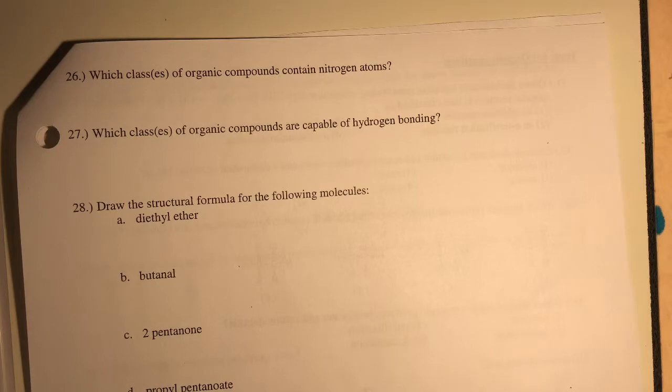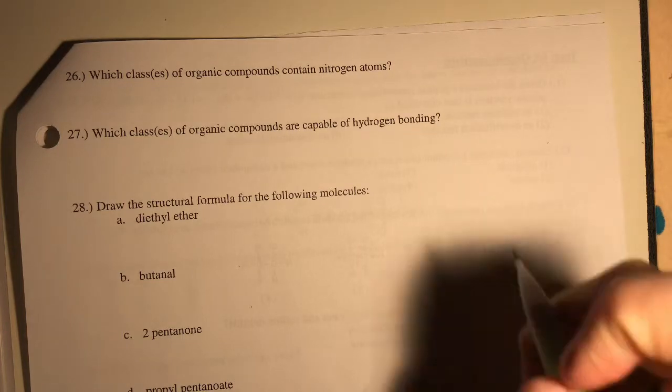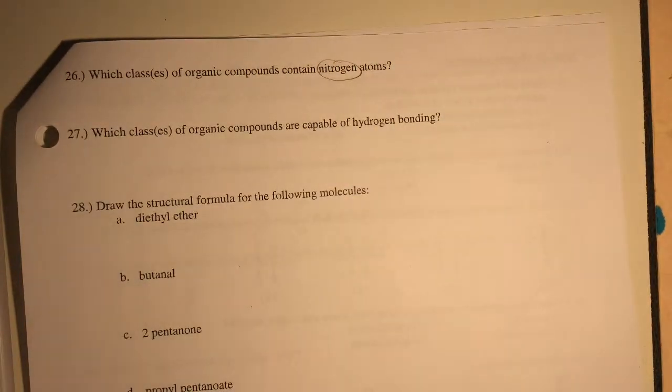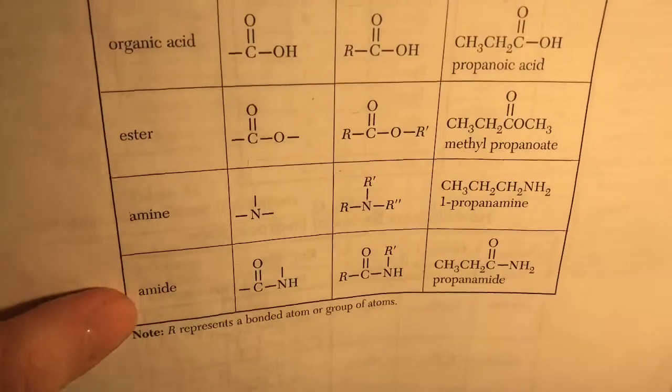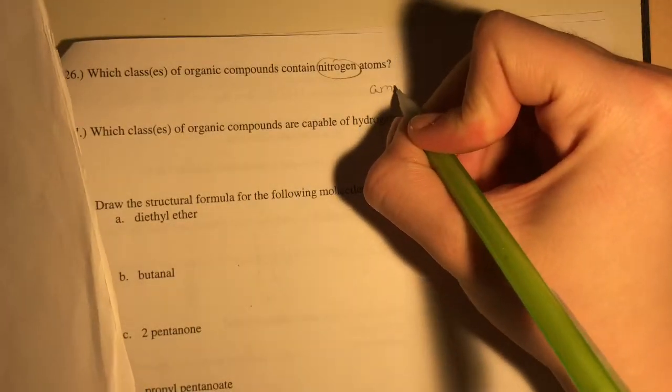26. Which class or classes of organic compounds contain nitrogen? Just refer back to Table R and see which has N. We have amine and amide, and that's pretty much it. So let's just write it down.